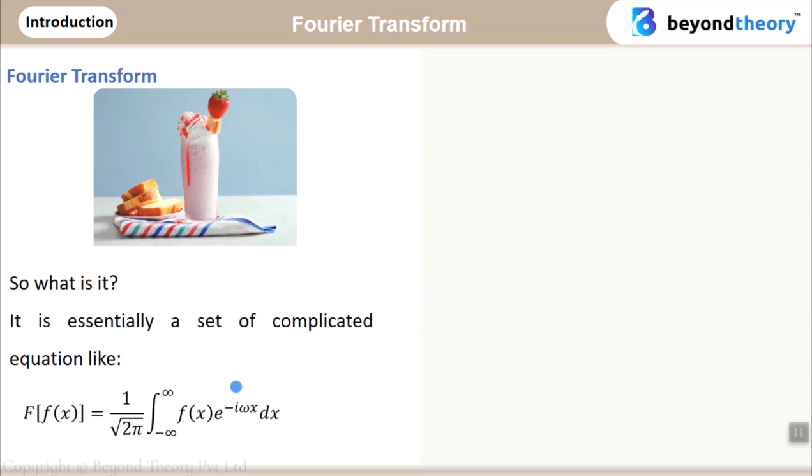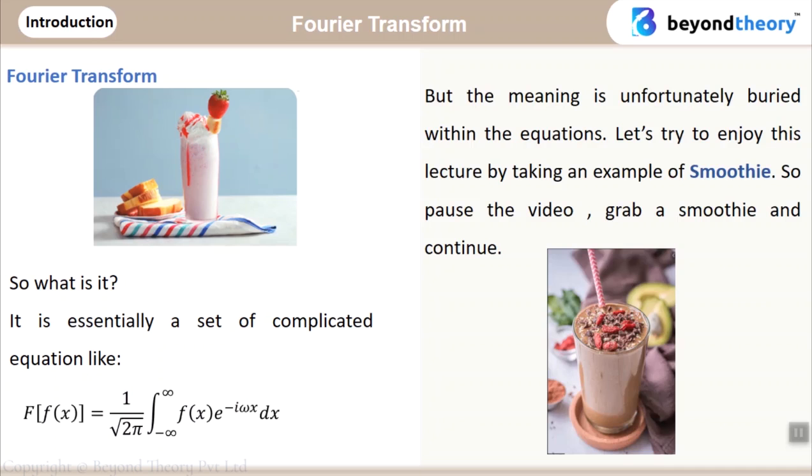Now in order to recreate this signal, mathematicians have to break this into independent signals, just like how you would have to break this smoothie into independent ingredients in order to recreate it. So let's try to enjoy Fourier transforms just like how we enjoy smoothies, and let's try to understand what Fourier transform does to this complicated looking signal.